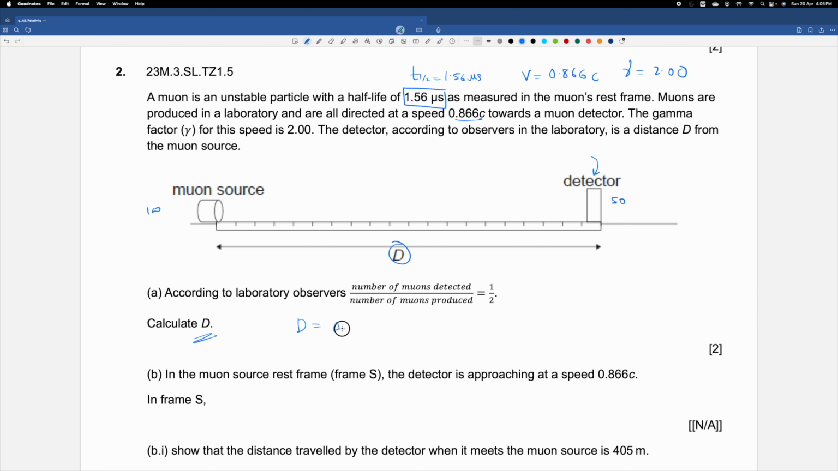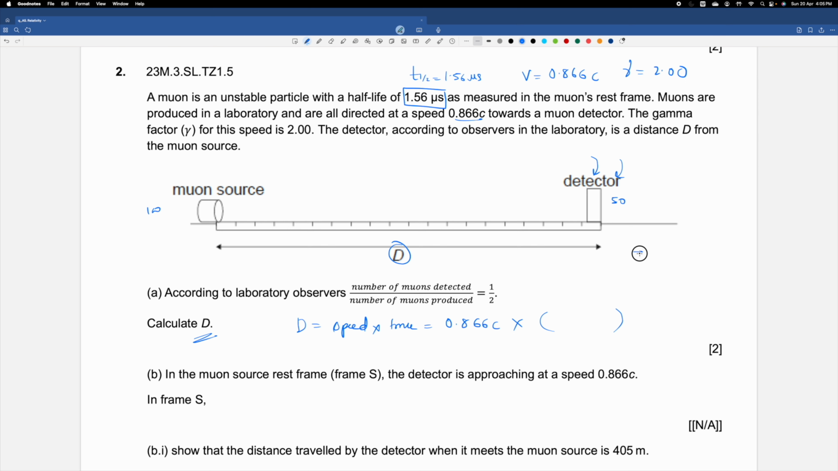So distance d is speed times time. What is the speed with which the muon is moving? 0.866c. And what is the time it takes to reach the detector? Now, you may say the time to reach the detector is 1.56 microseconds, but don't forget that time is with respect to the clock inside the muon, right? But we're talking about the distance d with respect to the detector. That means how long does it take for the muon to reach the detector? That means the time period with respect to a rest frame. So that will cause time dilation.